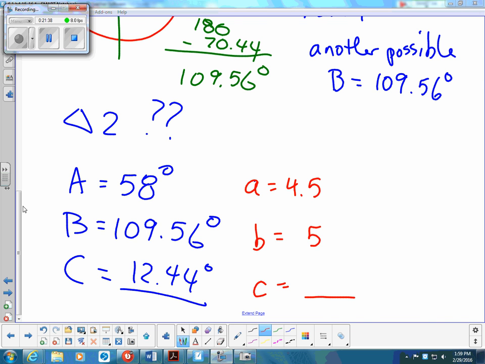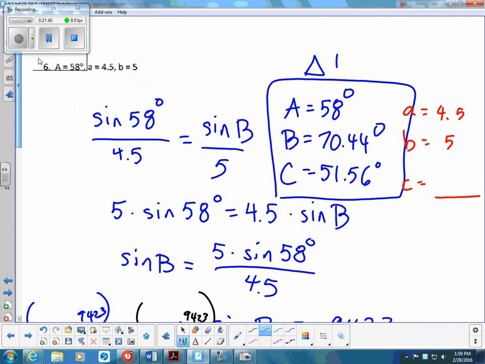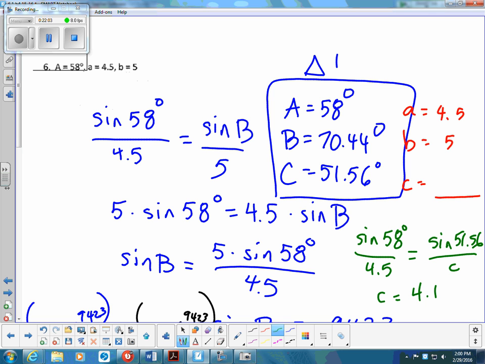Okay, so talk me through this. How am I going to find the side C in triangle number 1? What should we do? Kayla, Mark. So I did sine of 58 over 4.5. That's your angle A and side A. Okay. Equals sine of 51.56 over C. And you ended up getting C equaling what? 4.16. 4.16 inches, units, whatever it is.